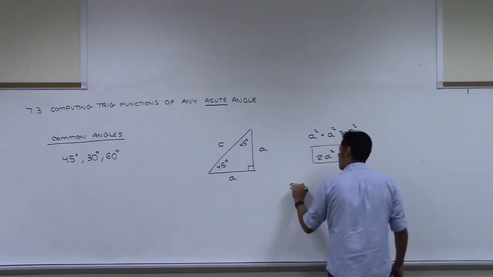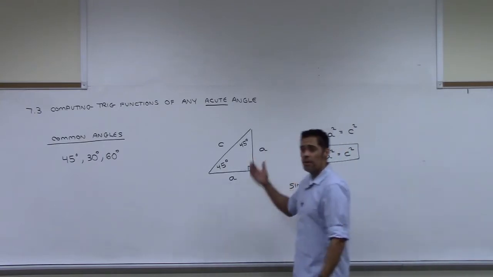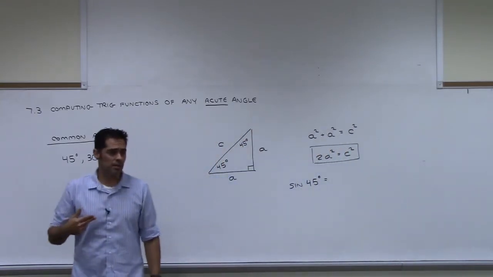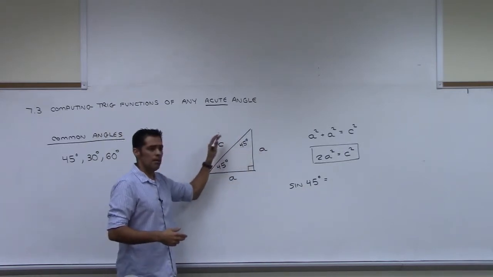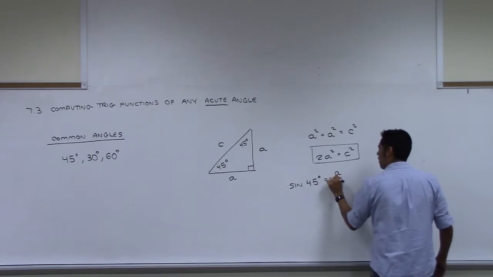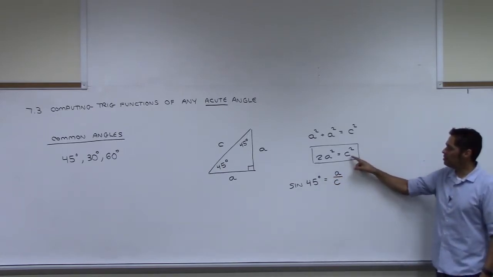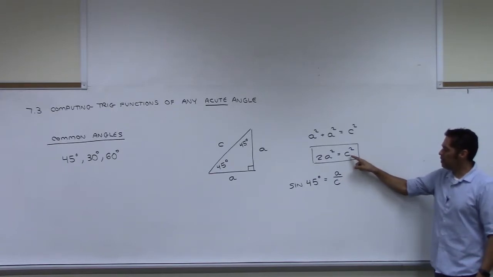Now, if I ask you what's sine of 45 degrees, you're going to tell me based on the picture it's A divided by C, right? That's what you're going to tell me? It's opposite over hypotenuse. It's A over C. And I agree with that. But we also have this relationship. So what I'd like for us to do here is try and see if we can get that to look like A over C. So how could we make this look like A over C?